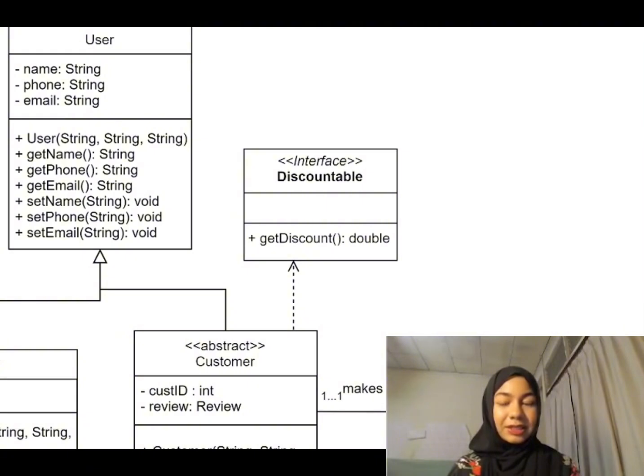My name is Hanisa Izzati, and for my part, I do discountable, taxation, and also food class. Okay, so first let's go through the discountable class. This is an interface class which allows us to apply varying discounts based on the customer type such as VIP or regular customer inside the system.